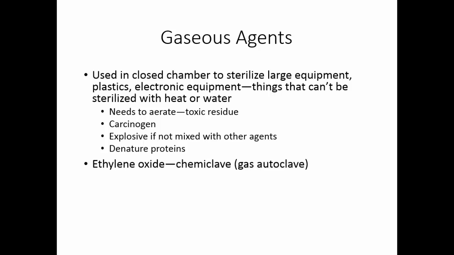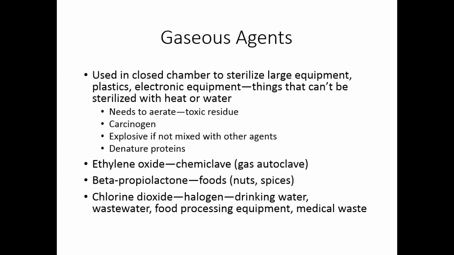Ethylene oxide is the gas used in the chemiclave or the gas autoclave. Most hospitals have at least one gas autoclave to sterilize delicate equipment that cannot be sterilized using steam. Beta-propiolactone is frequently pumped into warehouses that hold nuts or spices to disinfect those items. And chlorine dioxide is actually a halogen, but it's in its gaseous form. It can be used to disinfect drinking water, wastewater, food processing equipment, and medical waste.